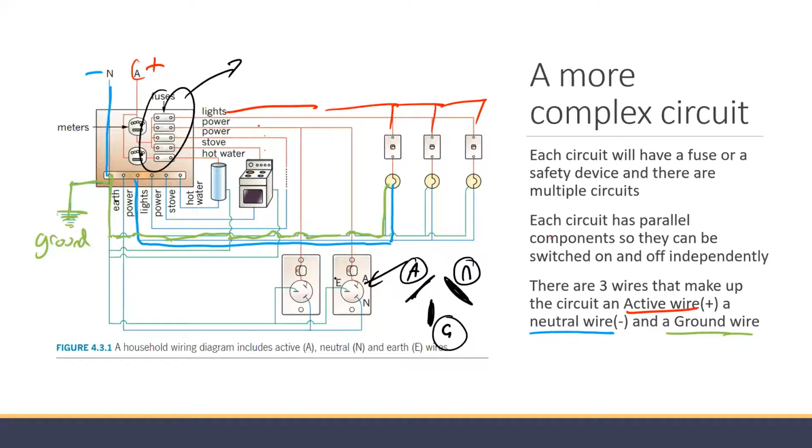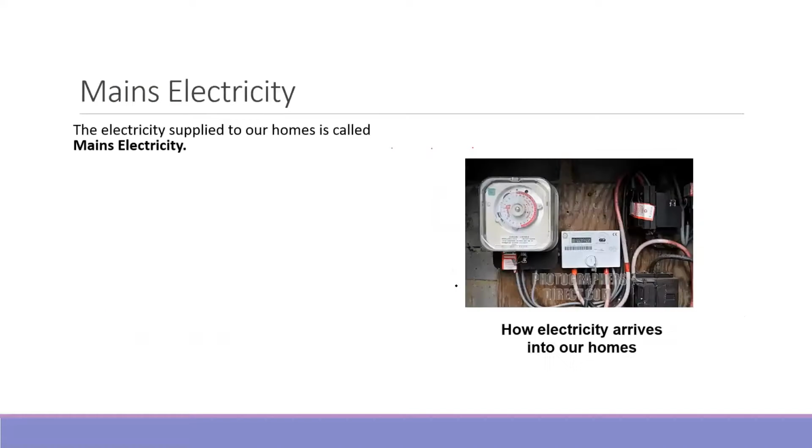But the idea, again, is that active is like the positive, neutral is like the negative. It's like where the current electricity wants to go afterwards, and G is like the ground. Now we have to be careful because we keep using the words active and neutral, but that's not actually the real deal. We're going to talk about why that's not the real deal in a second.